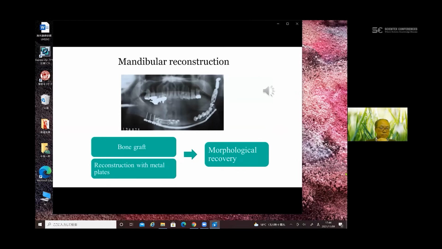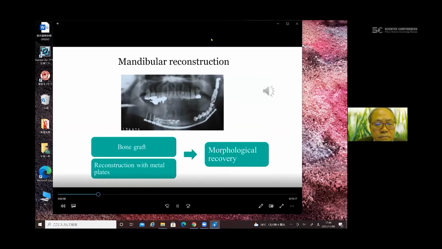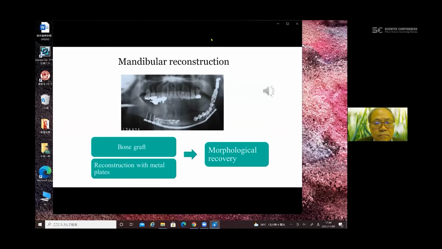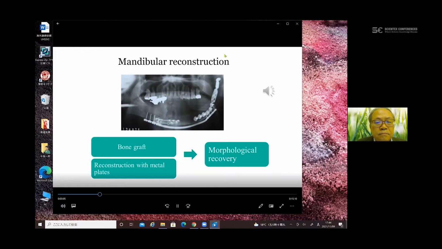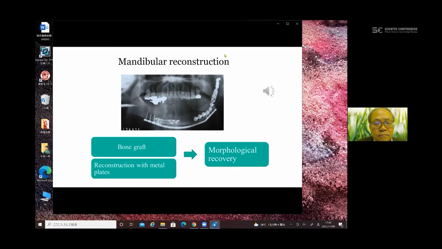The slide shows an X-ray of a case in which the mandible was reconstructed with bone graft and metal materials after the oral surgery. In general, after partial excision of the jawbone, the morphological recovery is performed by transplanting the patient's own bone and repairing with artificial objects such as metal. In addition, dentures are attached to restore aesthetics and morphology for the patients.